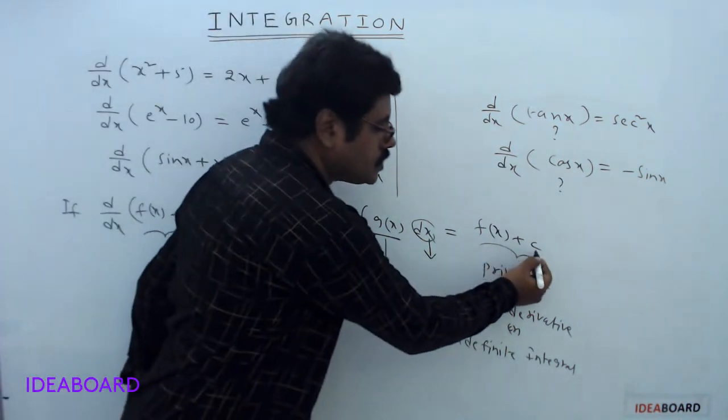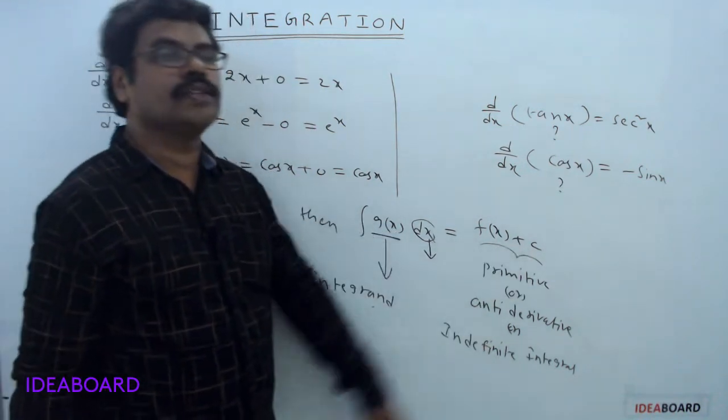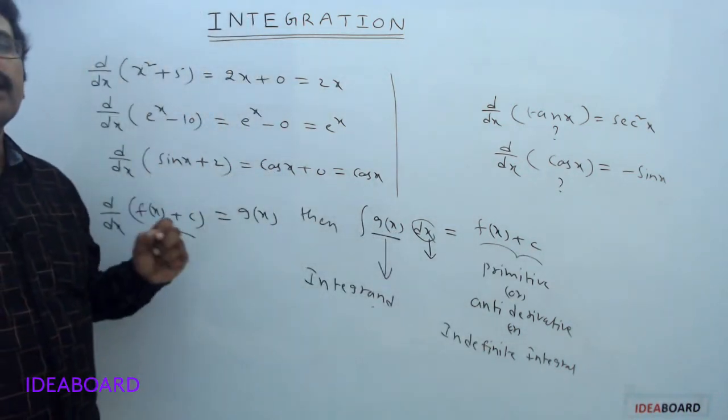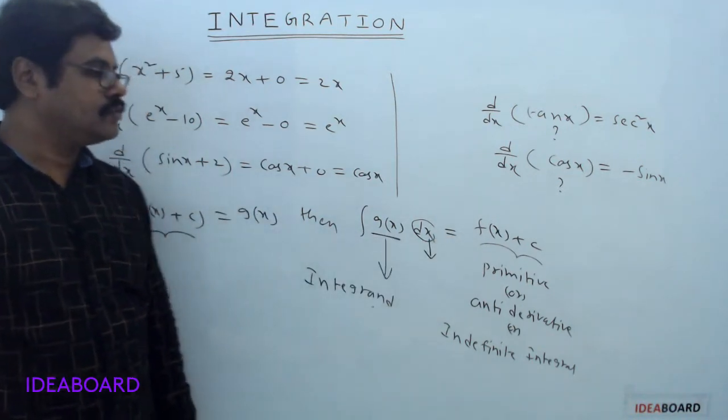Now C is an arbitrary constant. This C is also called integration constant. What is C? Integration constant.